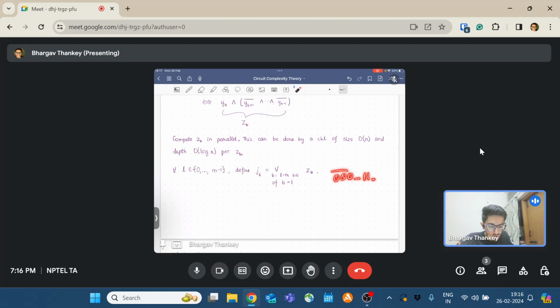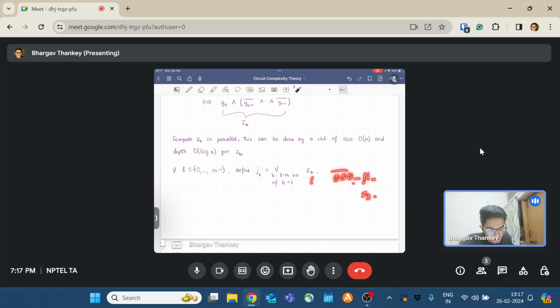In J0 we are picking all the B's so that the 0th bit of B is 1. In particular, we would have picked Z3 over here, and so J0 would be 1. Similarly, let's look at J1. We are picking all the B's so that the first bit is 1. In particular, we would have picked Z3, and so J1 would also be 1.